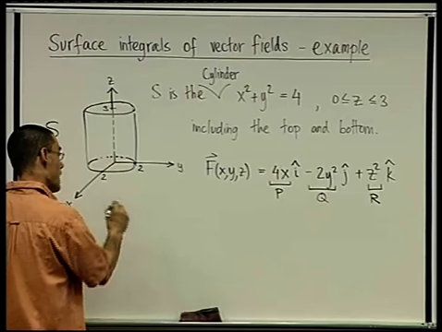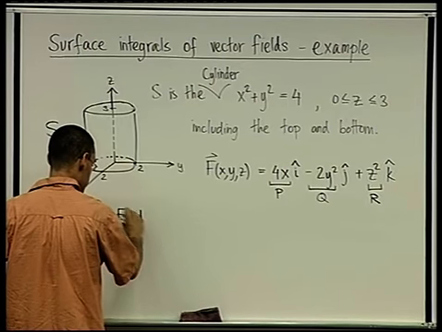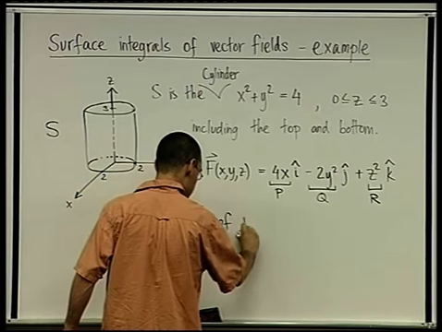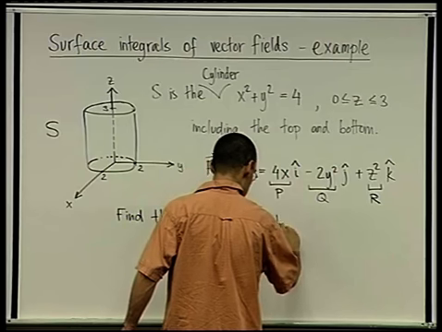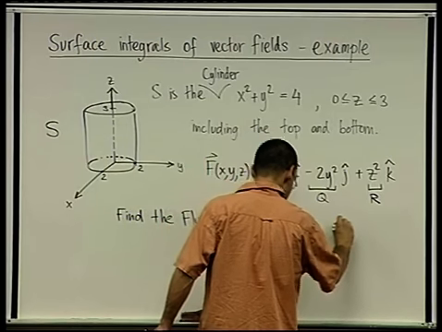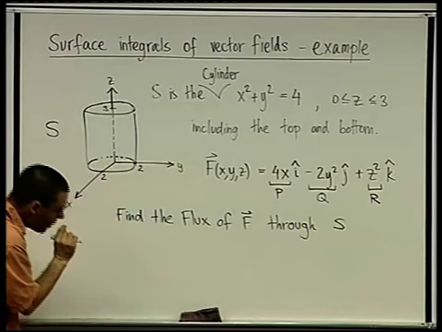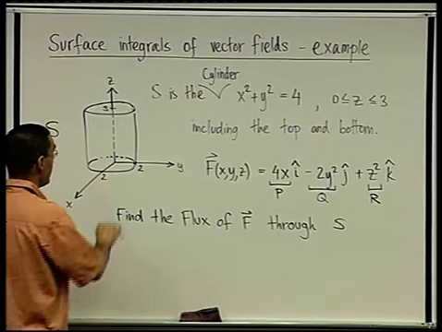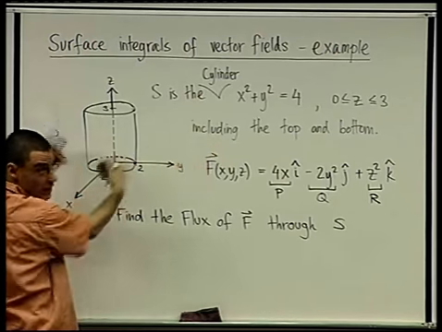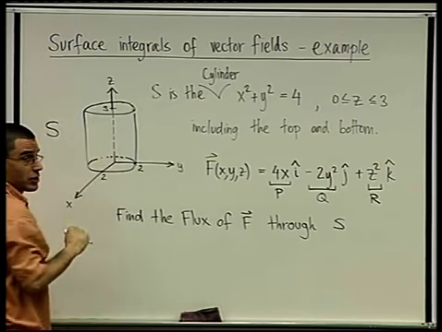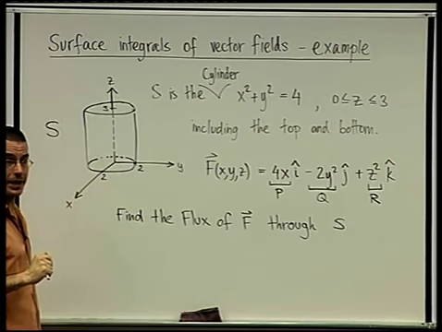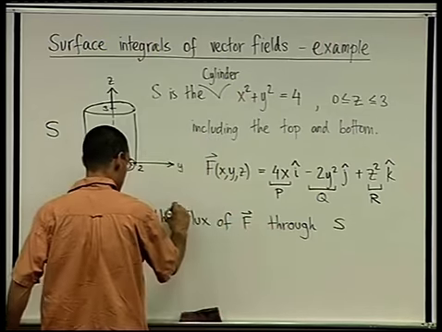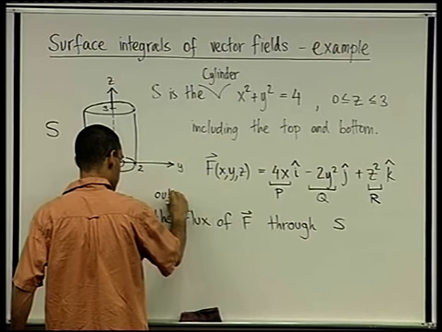So this is the field, and we want to find the flux of F through S. But there's still one more thing we have to say in order to make this well defined. We have to say if we want the outgoing flux or the ingoing flux. That's changing the directions of the normal on the surface, and that changes it by a minus sign. Okay? So we're going to find the flux of F through S, and let's add find the outgoing.